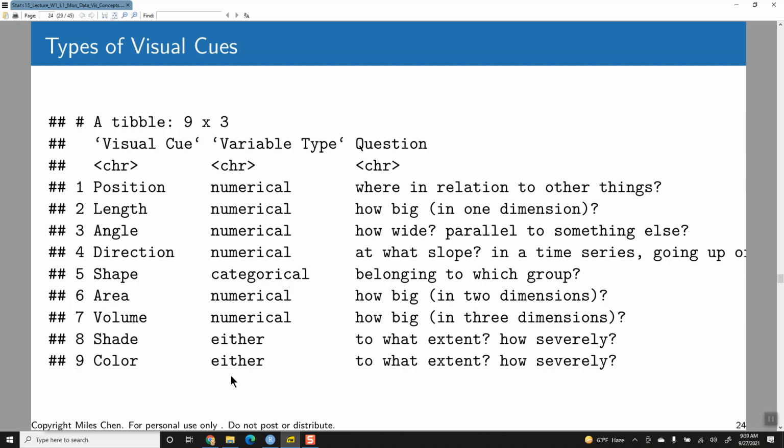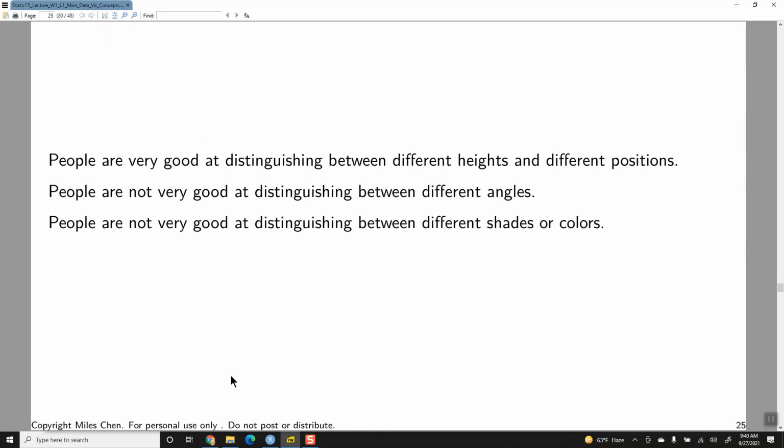We've got shape. Shape, you can have dots that are circles, dots that are triangles, dots that are squares, things like that, little markers. And I could say, the circles are this group of people, the squares are a different group, and the triangles are another group. Okay, and then other things, you can use the area and volume, the shade or the color, and they can be used to graph how big or how extreme or things like that, okay?